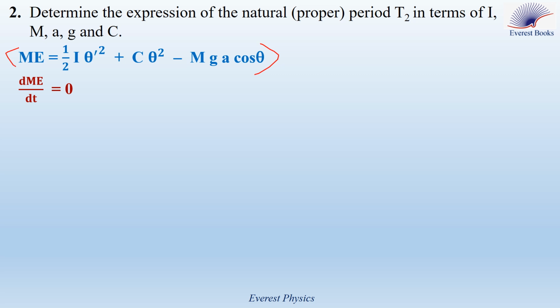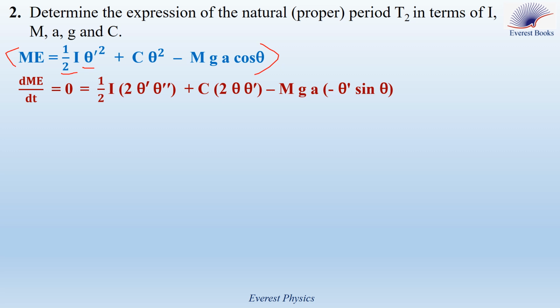Let's start with 1/2 I theta prime squared. 1/2 I is constant. Theta prime squared is the variable. The derivative of theta prime squared with respect to time is equal to 2 theta prime theta double prime. Similarly, C is constant, theta squared is variable. The derivative of theta squared with respect to time is 2 theta theta prime. Minus mga is constant. The derivative of cosine theta with respect to time is minus theta prime sine theta.